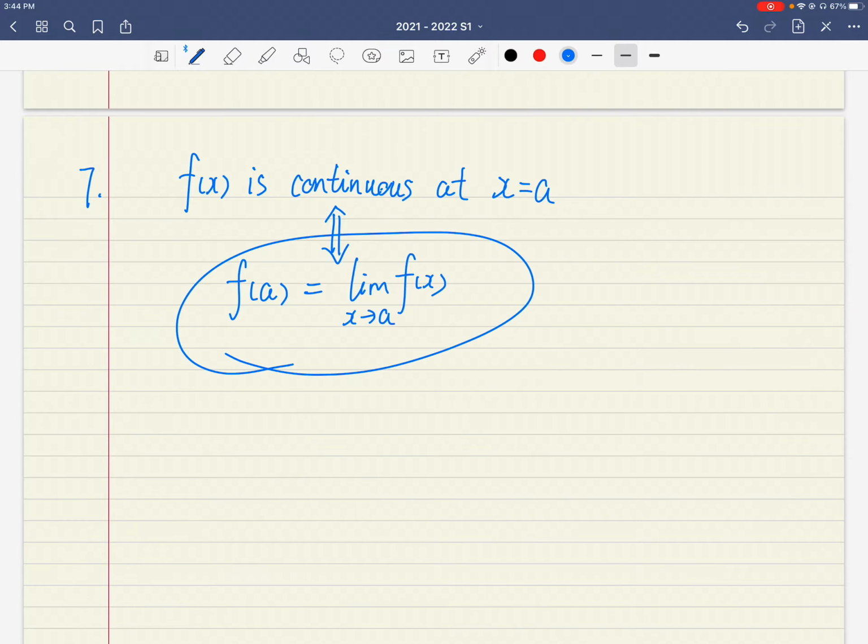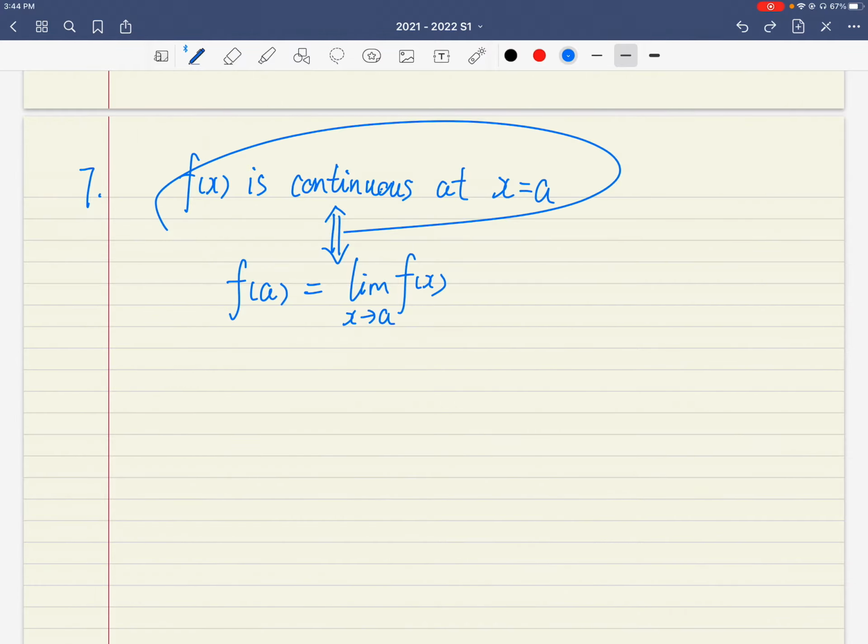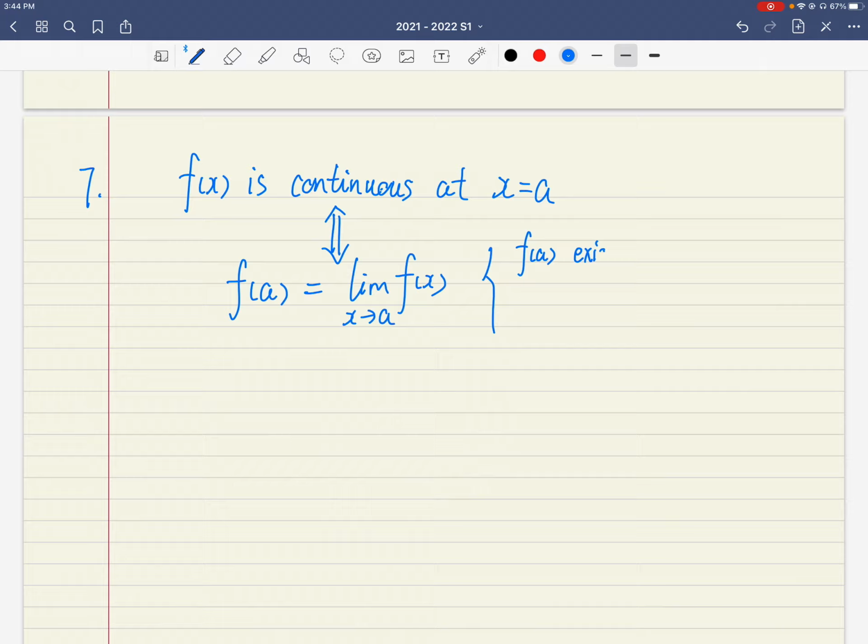So if this equation holds, that means the function is continuous at the point. And here it tells us three things. First, f(a) exists. And also the limit exists. And they share the same value. So if all these three things are true, then the function is continuous at the point.